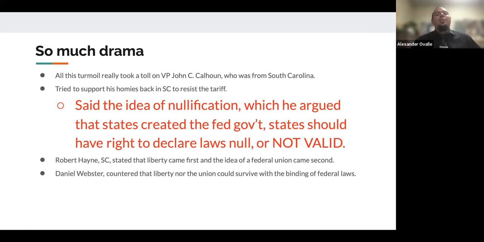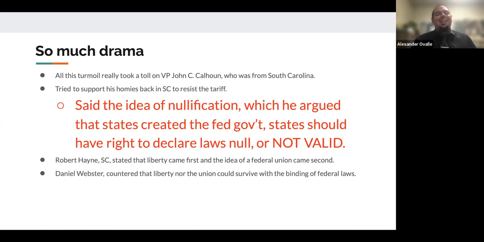He tried to support his homies back in South Carolina to resist this tariff. Imagine the president who enforces the laws is then being backstabbed by his vice president, who's telling the people of South Carolina to go against the tariff. Calhoun said nullification, which he argued that the states create the federal government. The states should have a right to declare laws null or void, meaning not valid.